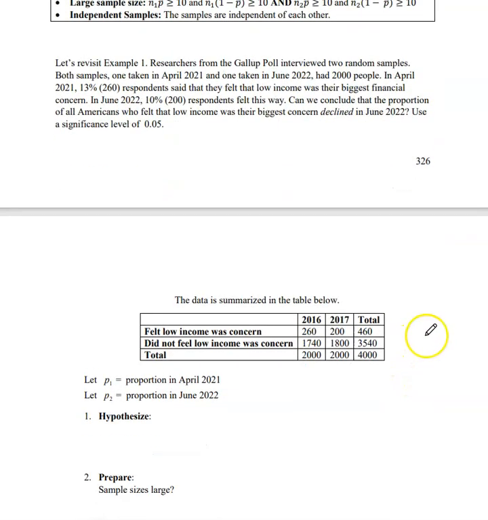All right, let's go back to the first example. So the Gallup polling had 2 random samples. One was from 2021 and one was from 2022. Both samples, it said, had 2,000 people in them. So that would be your N1 and your N2. In the 2021 poll, 13%, which translates to 260 respondents out of that sample, said they felt low income was their biggest financial concern. In 2022, they said 10%, which would be 200 respondents, felt the same way.